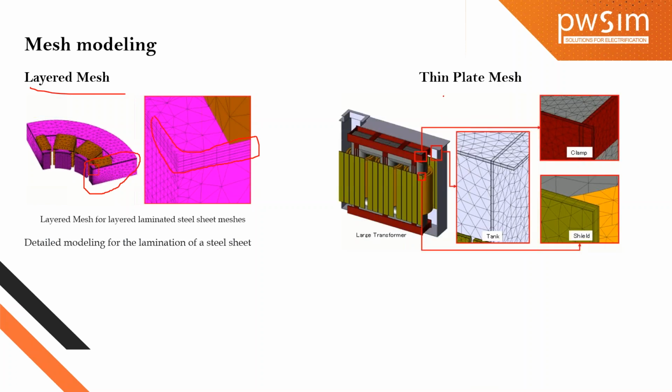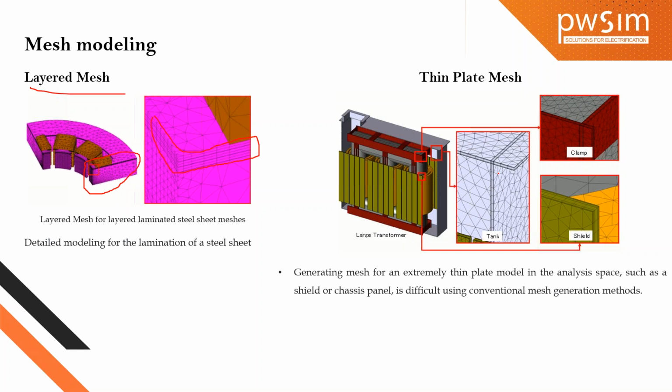So also we have thin plate meshing technology used for the transformer tank. In this example, we have shown the transformer tank, where the eddy currents, because of the Joule loss calculation, can be easily and more accurately calculated on the clamp, shield, and the other structural materials to calculate this eddy current distribution as well as the eddy current loss. That means the Joule loss.